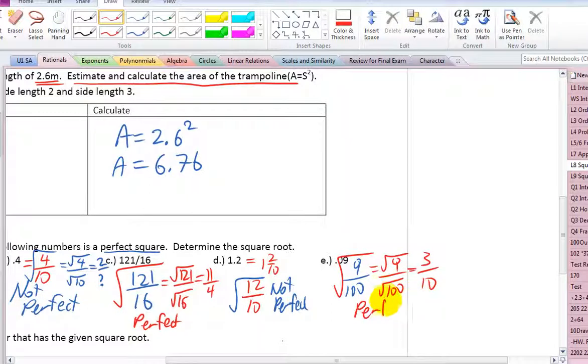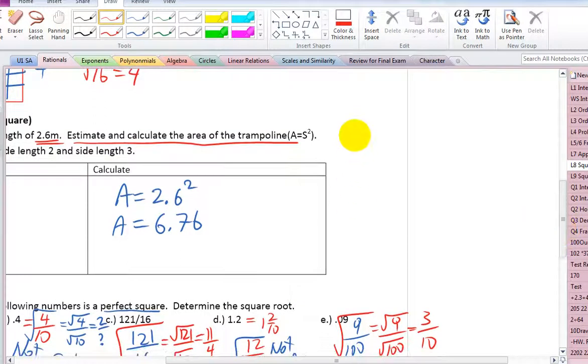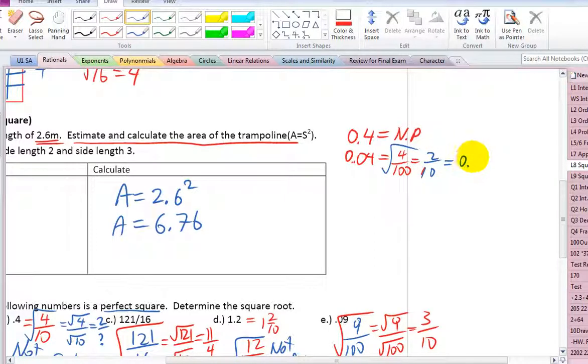Okay, so I want to show you guys a little pattern here. It's kind of a side note, but it's kind of neat. 0.4, that is not perfect. What is 0.04? What does that equal? 4 over 100, which is 2 over 10. Square root it, 2 over 10, which equals 0.2. Okay, watch this, 0.004. Not perfect.